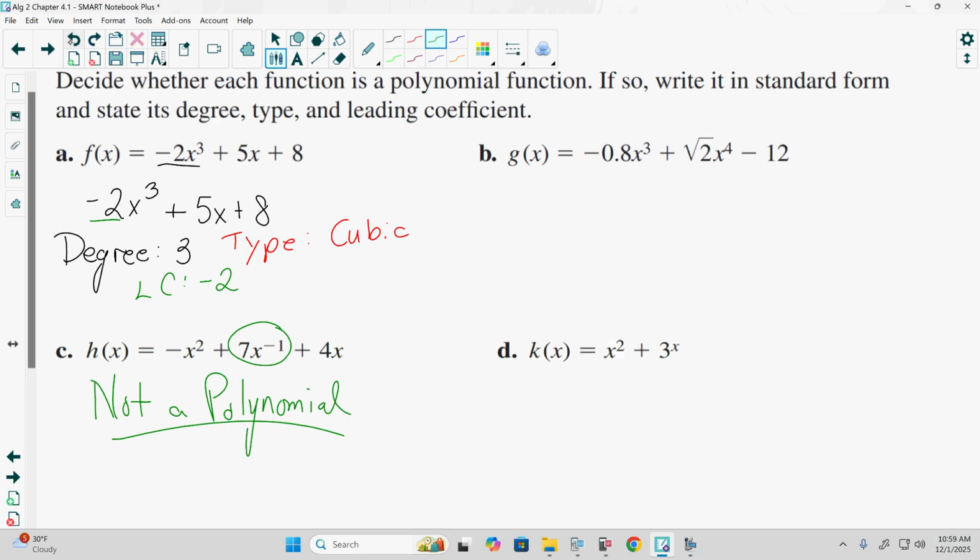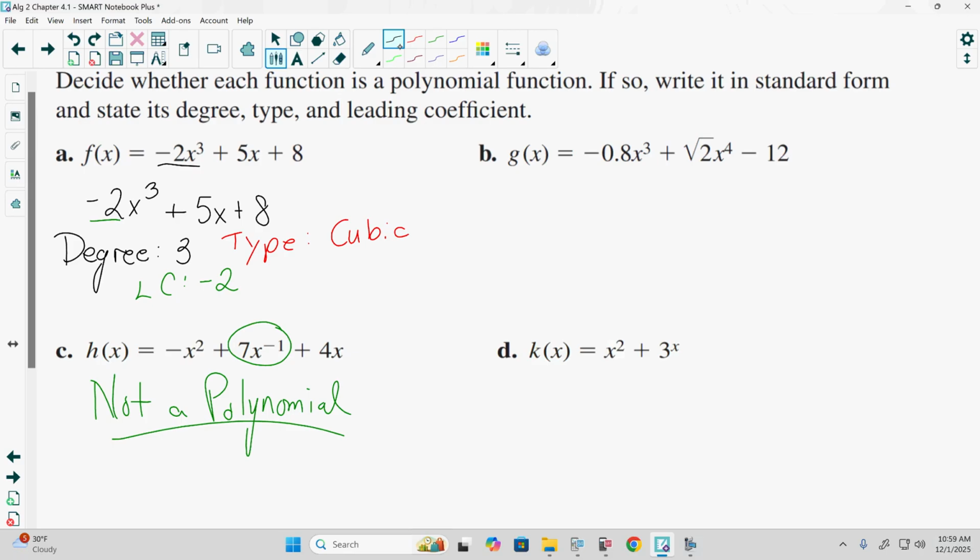But it does not. We don't have variables being multiplied together. We do not have a variable in the bottom of a fraction. So this here is indeed a polynomial function. So, since it is a polynomial function, the first thing we need to do is write it in standard form.